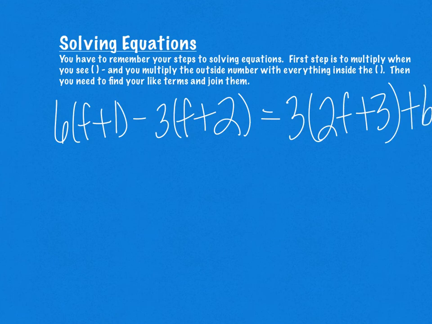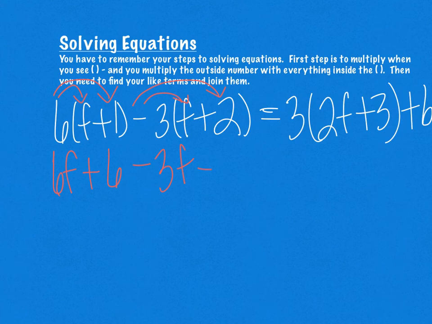Okay, so the first thing I have to look at is both my left side of my equal and my right side of my equal sign both have parentheses, so I have to start with that first. So I'm going to do the 6 times the f, which would be 6f. I have to do the 6 times 1, well, that would just be plus 6, minus, now it's negative 3 because of that negative sign right in front of 3, so I'm going to be multiplying negative 3 times f, which would give me negative 3f. And then again, I have to do negative 3 times a 2, which would give me negative 6.